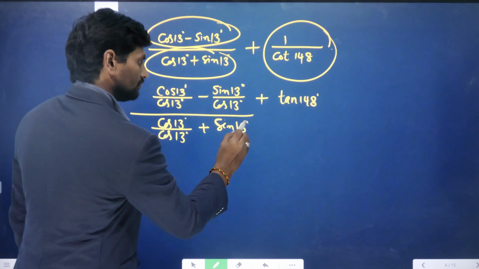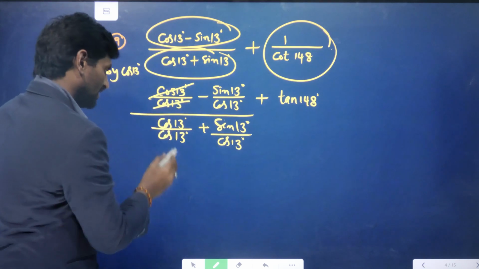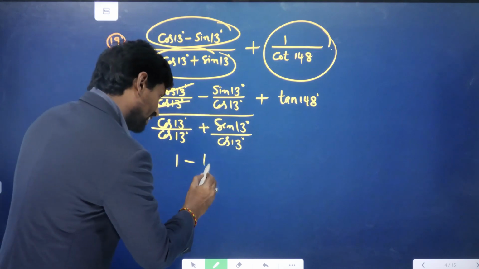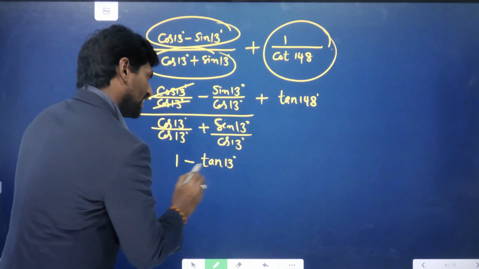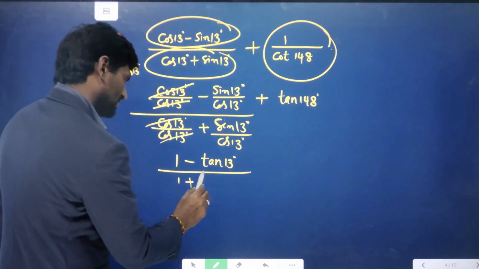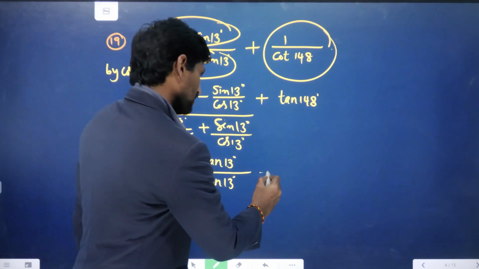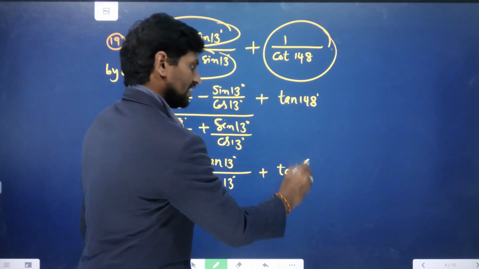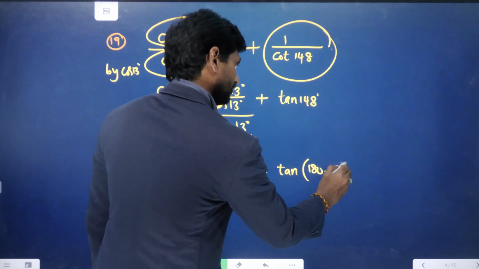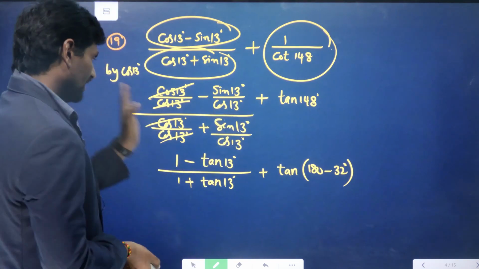Okay now, see here, cos 13 cancels, the answer will be 1. Minus sin by cos is nothing but tan, so tan 13, divided by, again this one cancels, 1 plus tan 13 degrees. Okay, this value tan 148, I am going to write as 180 minus 32. Correct? 180 minus 32 becomes 148.